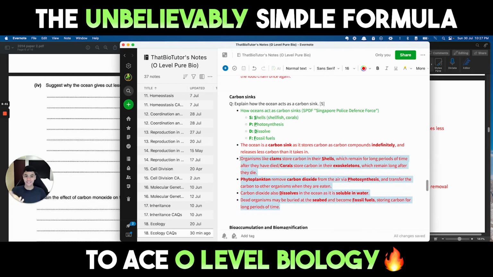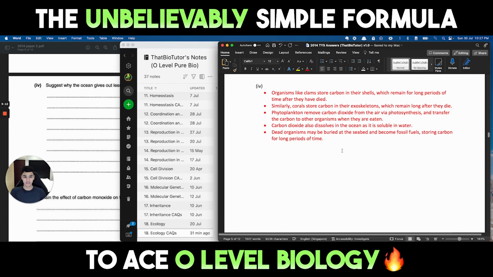So how do we do that? Actually, it's already in there. The corals point is an elaboration because carbon compounds are stored within shells or exoskeletons. This is one example, clams. Then the second example, corals exoskeleton. That's it. I just need to make this my second point. So you see in here, how do I get 5 points?